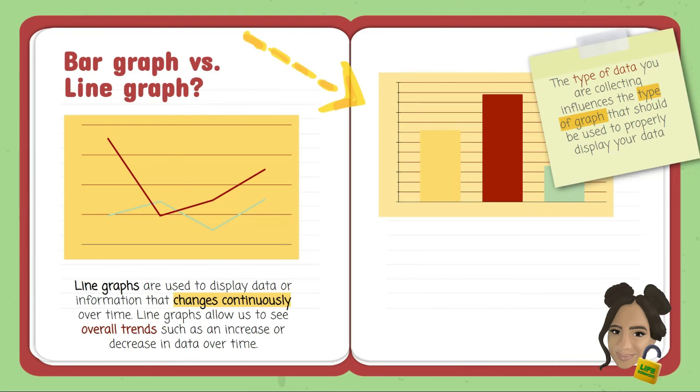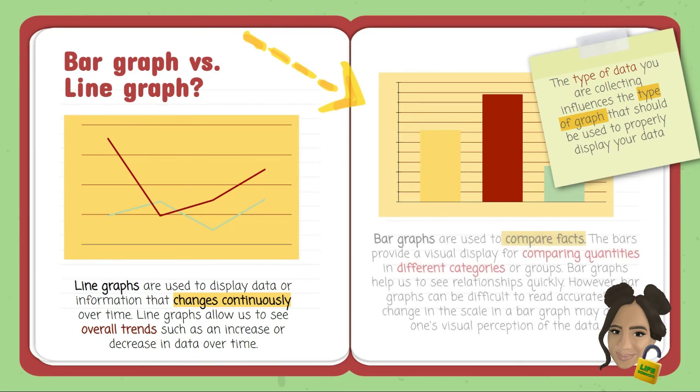Bar graphs are used to compare facts. The bars provide a visual display for comparing quantities in different categories or groups. Bar graphs help us to see relationships quickly. However, bar graphs can be difficult to read accurately. A change in the scale of a bar graph may alter one's visual perception of the data.